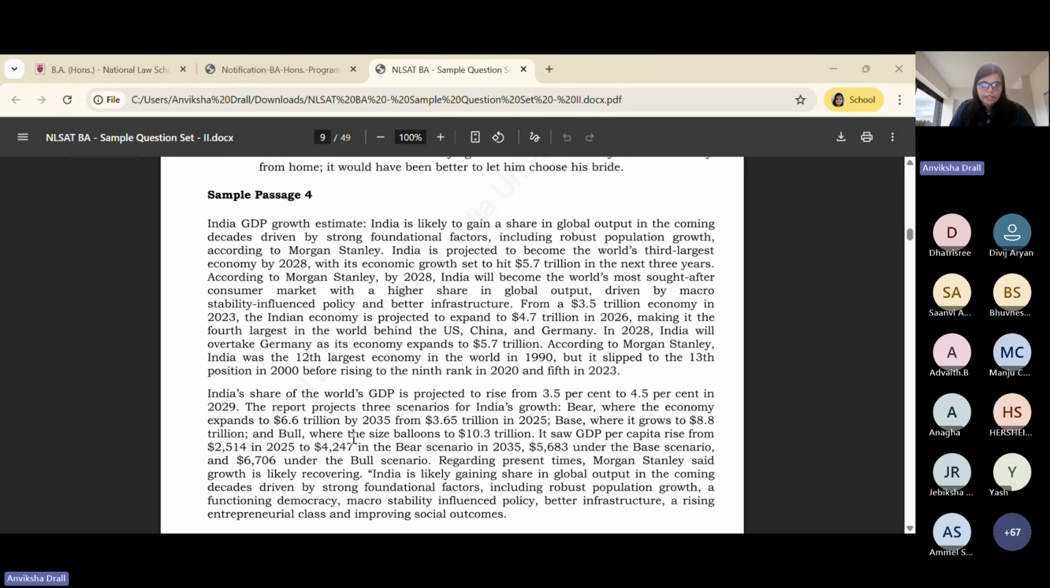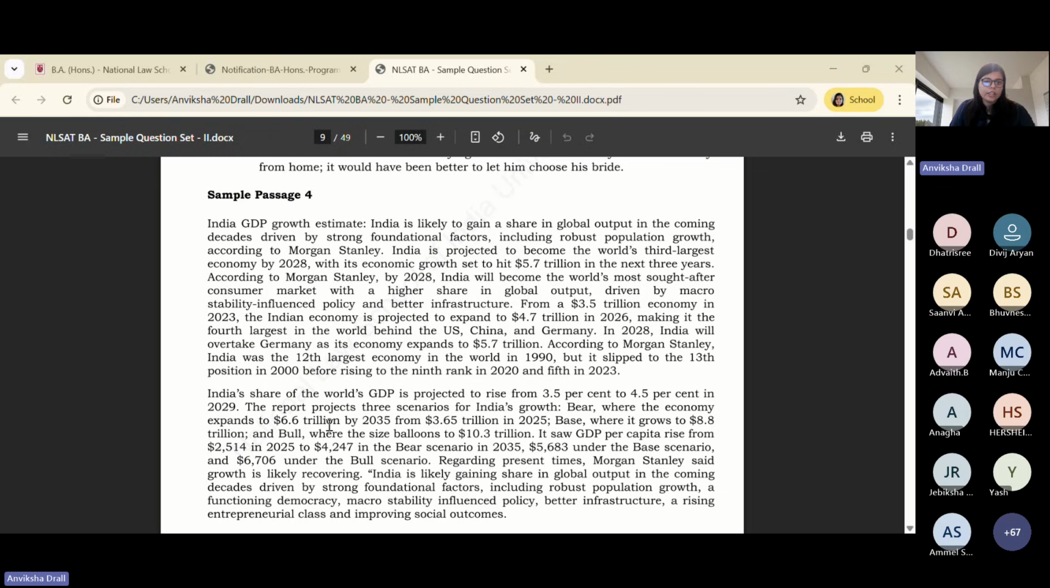According to Morgan Stanley, by 2028, India will become the world's most sought after consumer market with a higher share in global output, driven by macro stability, influenced policy and better infrastructure. From a $3.5 trillion economy in 2023, the Indian economy is projected to expand to $4.7 trillion in 2026, making it the fourth largest in the world behind US, China, and Germany. In 2028, India will overtake Germany as its economy expands to $5.7 trillion.